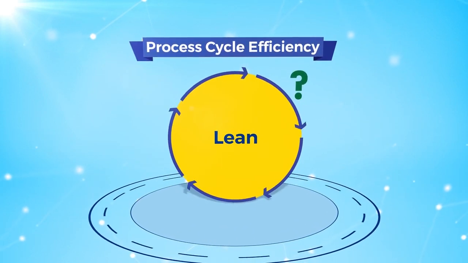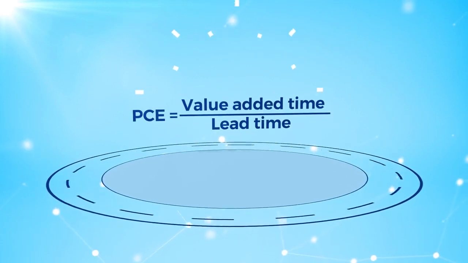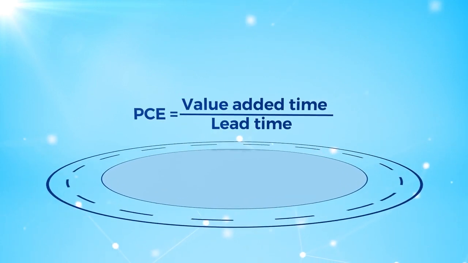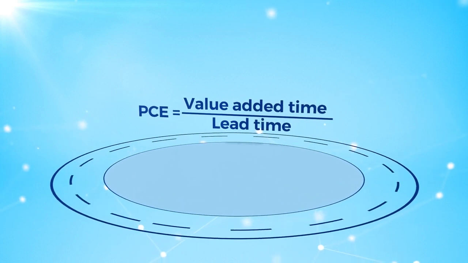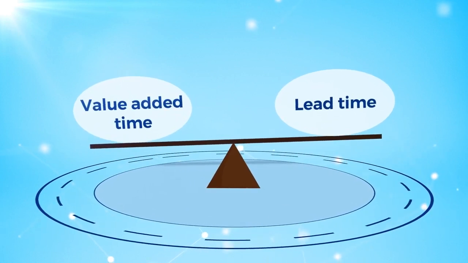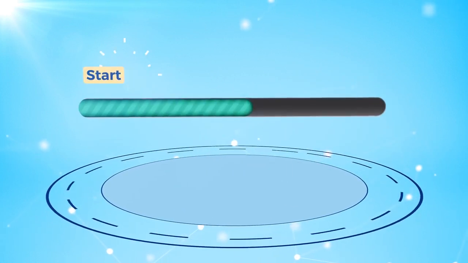Finding a process's PCE involves using a formula to find out how much time in the process cycle adds value for the customer. To get a PCE value, you compare the value added time to the lead time, or overall time it takes to complete the process from start to finish.